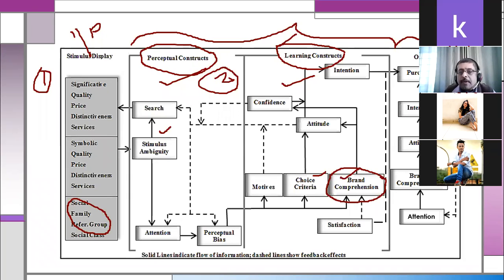What were the two different aspects in this model other than what was not there in the Nicosia model? What were the two things that were there in this model that were not there in the Nicosia model?